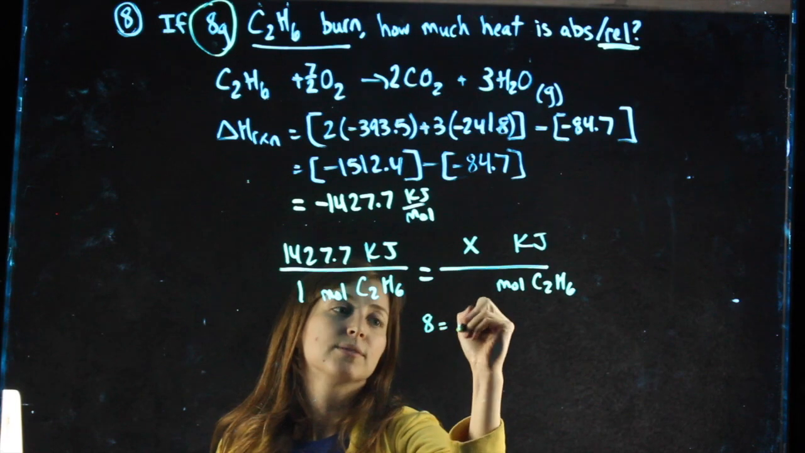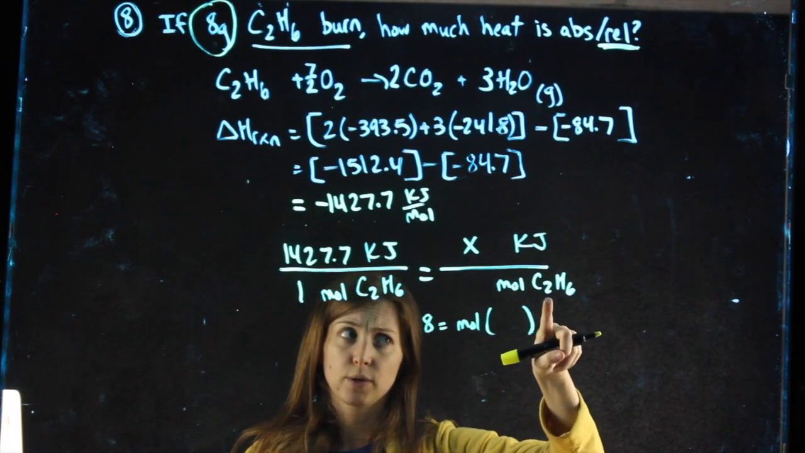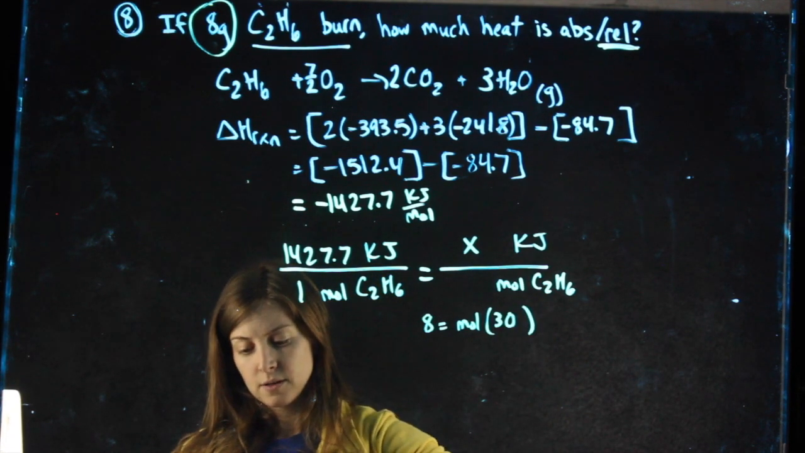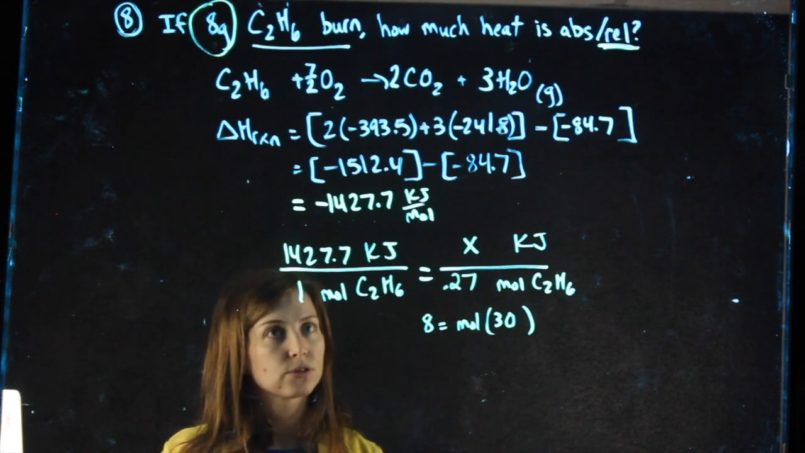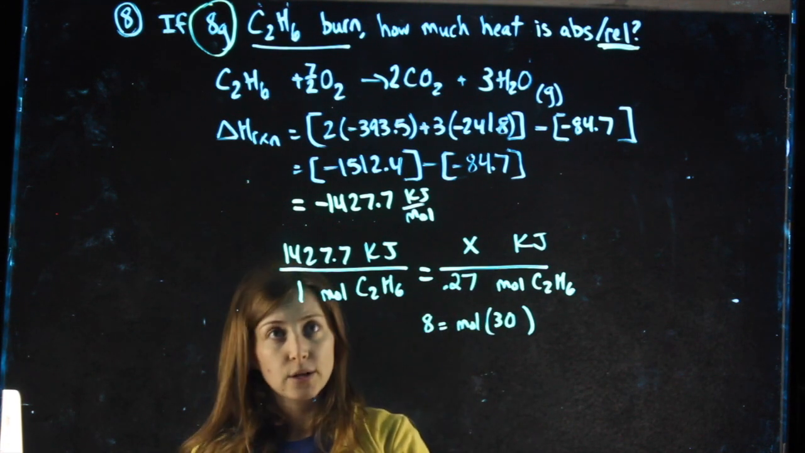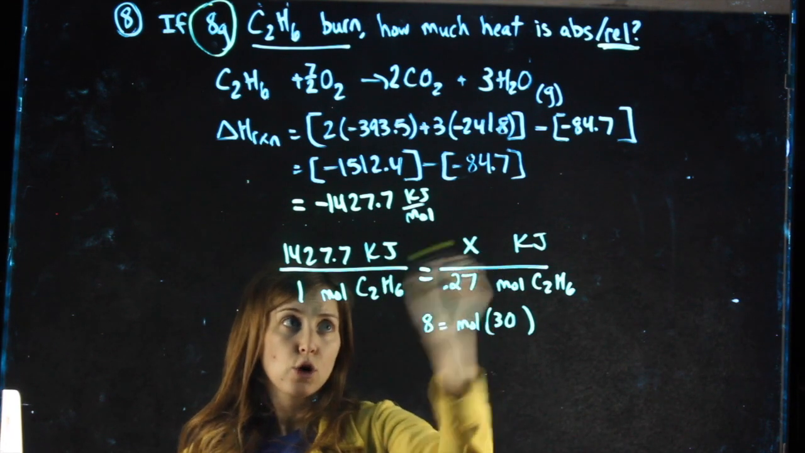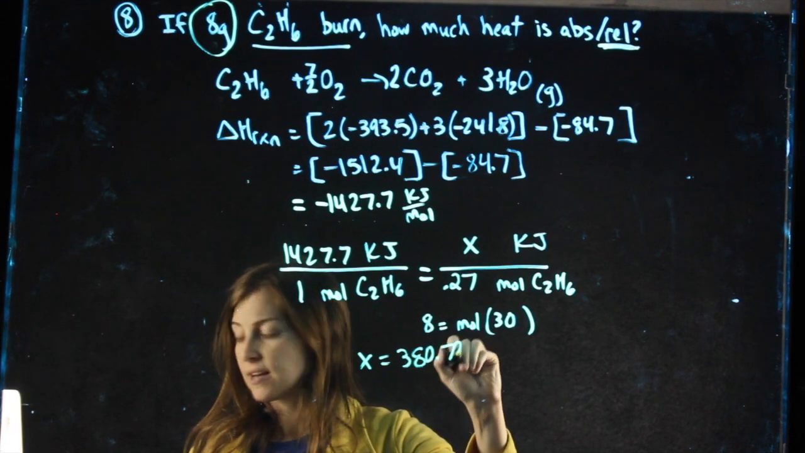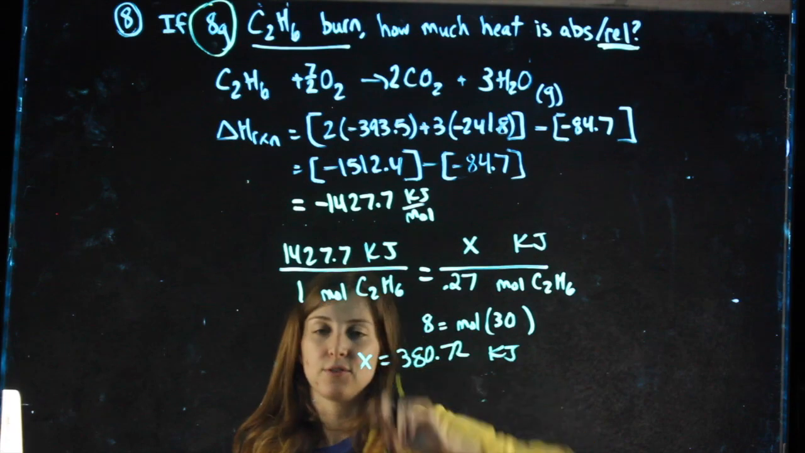Turning the 8 grams into moles, molecular weight 12 times 2 is 24, plus 6 is 30. 8 divided by 30 gets me 0.27 moles. I kept this number in my calculator and just multiplied by 1427.7. Cross multiplied, I get X is 380.72 kilojoules, and they'll be released because the heat of reaction was negative.